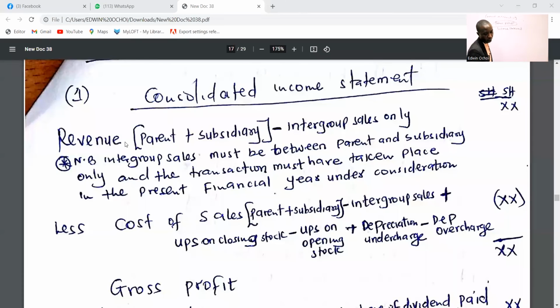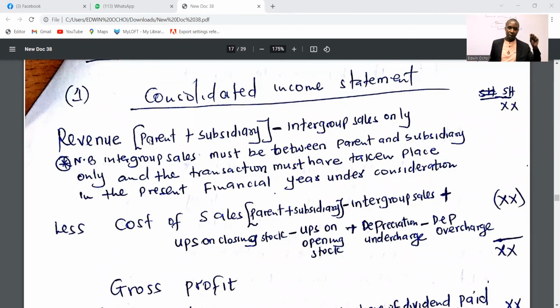So this is now if it's revenue, you take the parent plus subsidiary. Then the only thing you deduct under the revenue is the intergroup sales. This intergroup sales is that of the parent and subsidiary only.